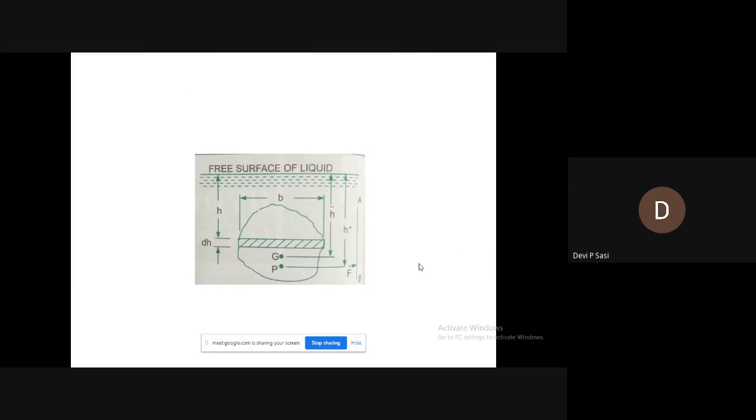So here in the figure you can see that it is a vertical plane surface and it is submerged in water. Then you can see the center of gravity G and center of pressure P. The distance between the center of gravity and free surface of liquid is termed as h bar, while the distance between the center of pressure and free surface of liquid is termed as h star.